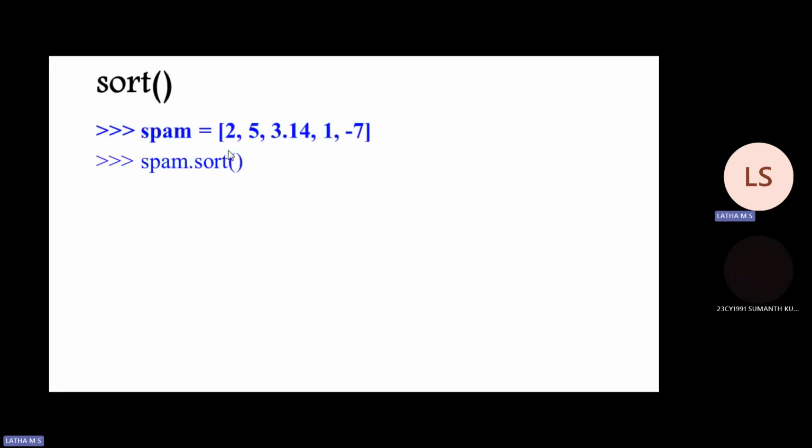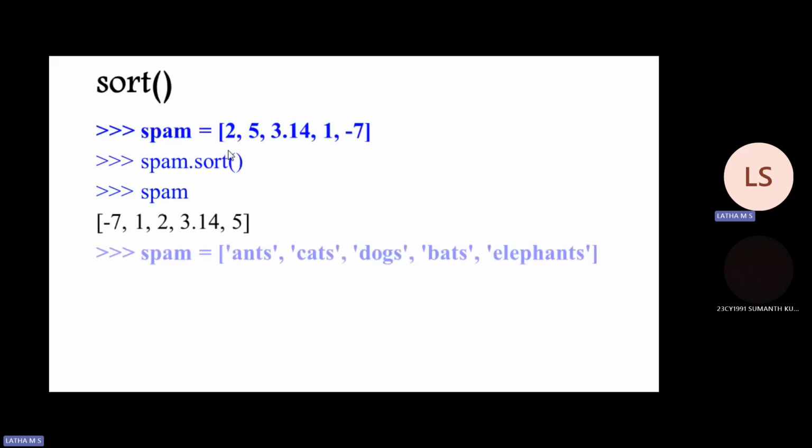Spam dot sort. So I'll ask for spam. This is the arrangement of the sort what I get. So it is going to the increasing order, right? -7, 1, 2, 3, 1, 1, 5, 4, and 5. Now what is the spam I get? These are the strings. Then I'll ask for sort. Again, what is sort?